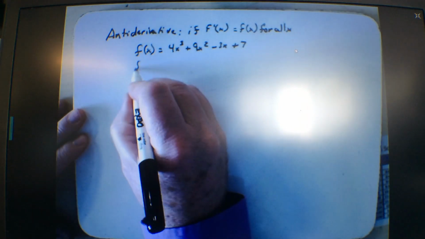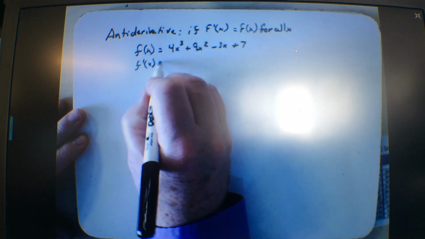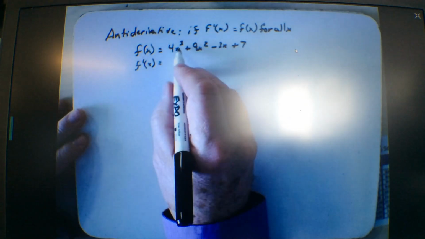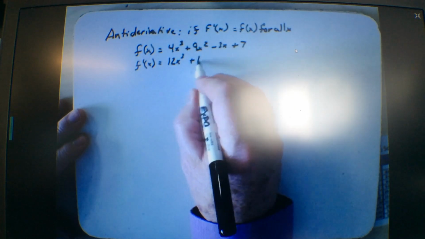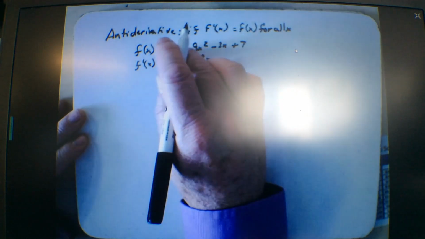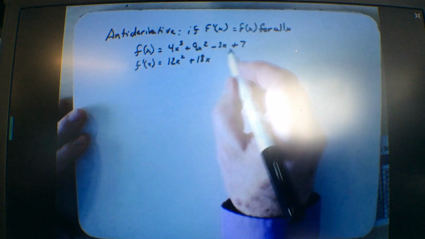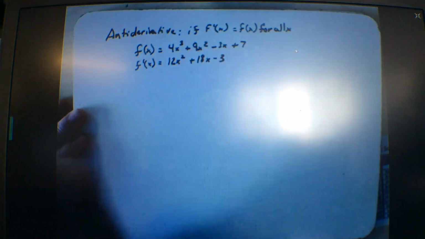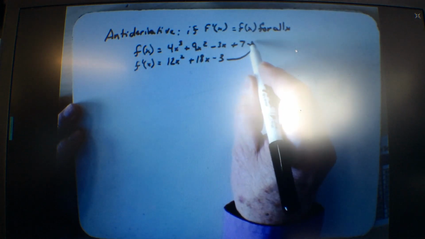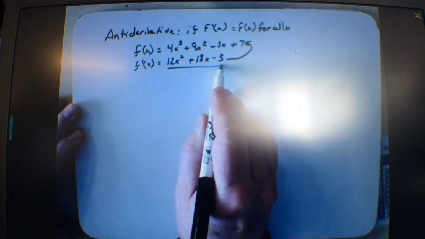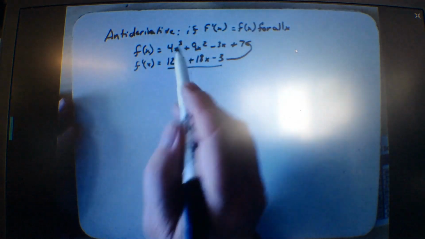If I found the derivative, do you remember how to find the derivative? Yeah. It would be 12x to the third plus 18x squared. Oh, sorry, thank you. Can't read my writing. Minus 3, correct? All right. Now, my question is how do we go from here to here? In other words, if I gave you this on a test, how will we go to here?